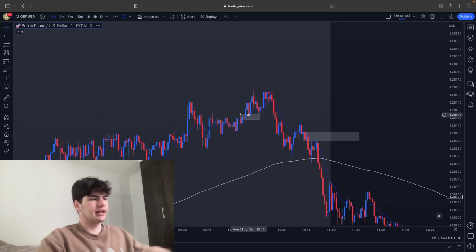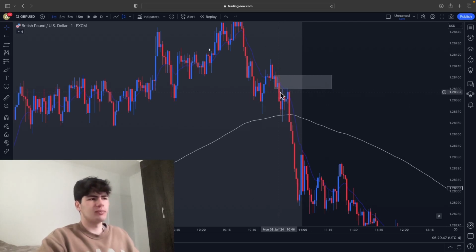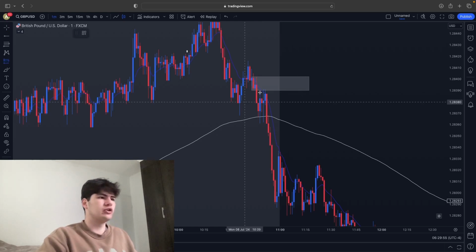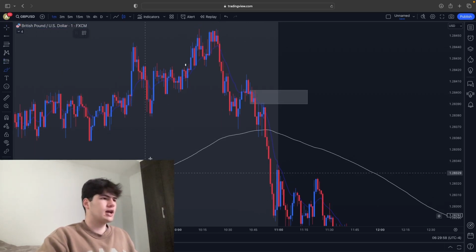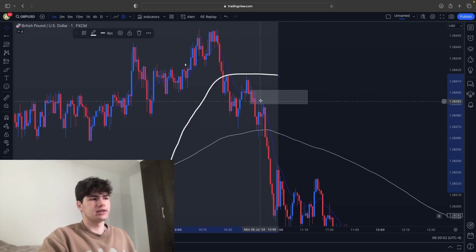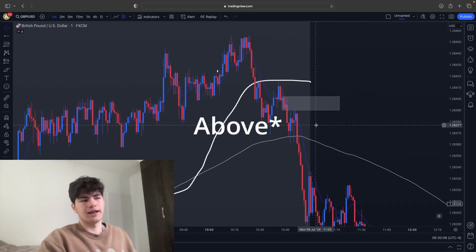That's why I had this supply marked up, but I didn't end up taking it because it didn't follow my rules, because we were a little bit above the 200 EMA. We were cutting through it. So that's why I did leave the setup alone. If the 200 EMA went like this, then I would have taken this supply here. But as you can see, it did not do that, and we were a little bit below it, so I left the setup alone.